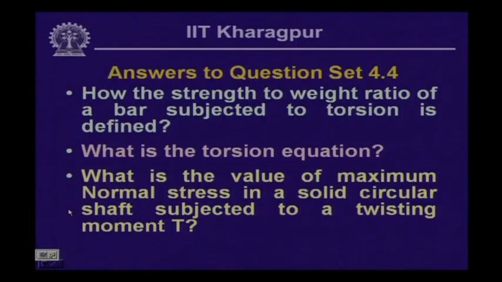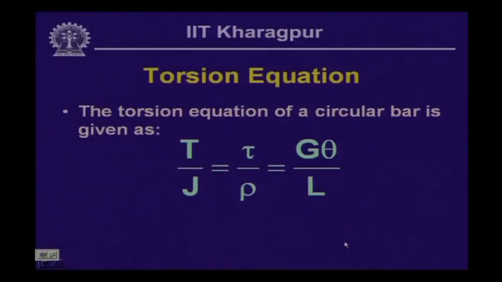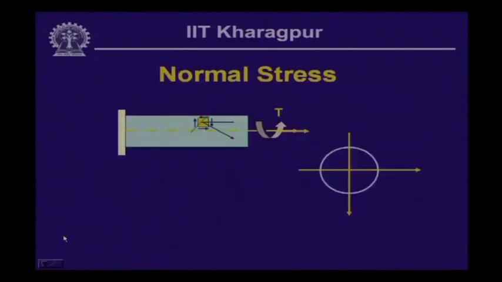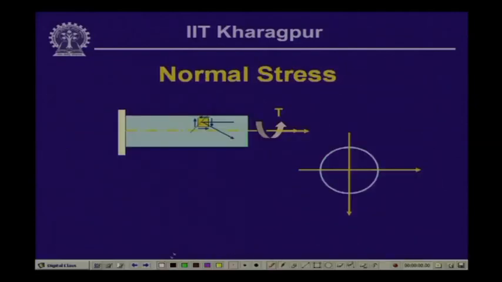Now, the third question is: what is the value of maximum normal stress in a solid circular shaft subjected to a twisting moment? This also we have discussed through a problem. Let us look into this once again. This bar, which is fixed at this end, is subjected to a twisting moment T, which is a positive moment, as we have defined, when the thumb is projecting towards the positive x direction.